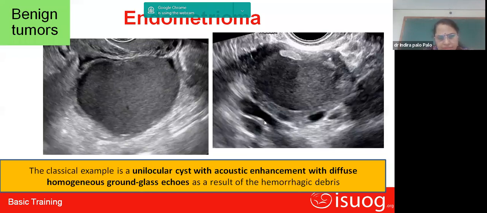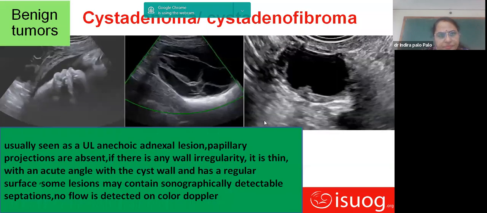The classical example is a unilocular cyst with acoustic enhancement. The cyst contains a ground glass appearance, homogeneous ground glass echoes, as a result of hemorrhage and debris, and it also has different looks in the different phases of collection of blood inside the endometriotic cyst.